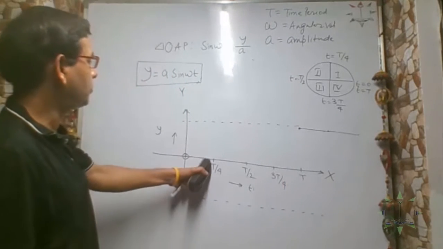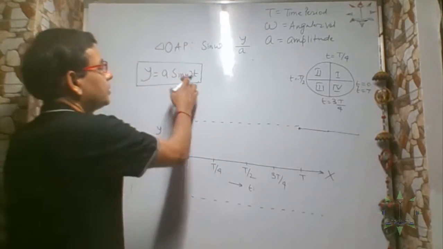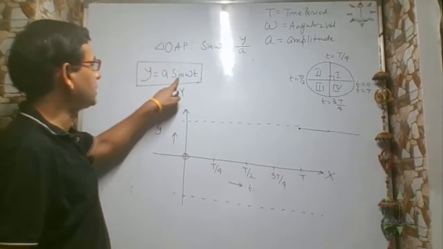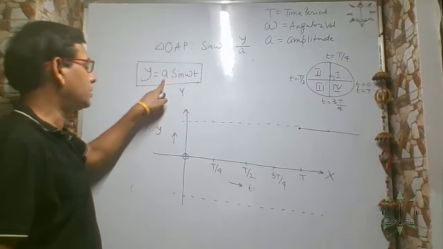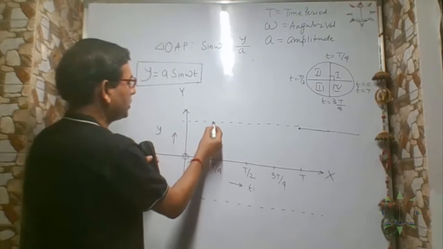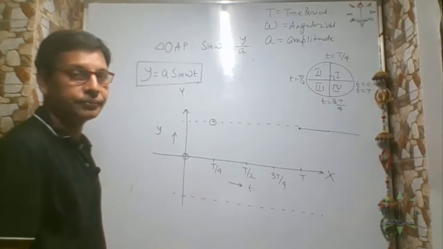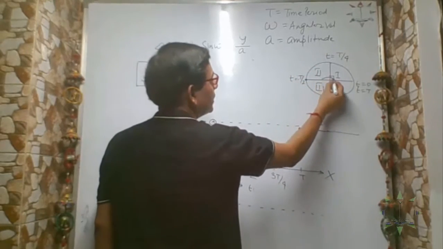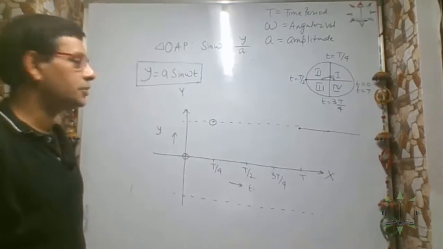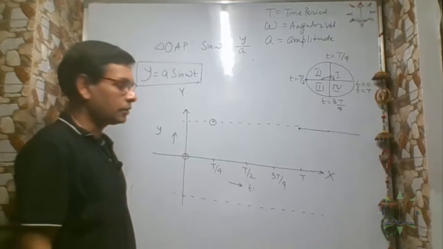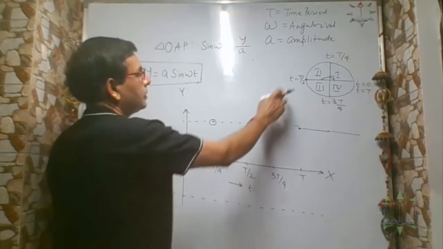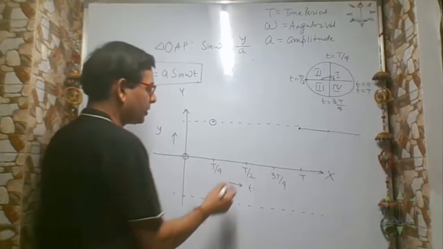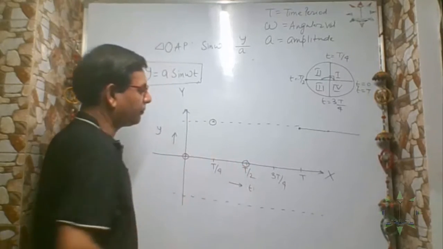At t equal to T by 4, omega t is 90 degrees, and y equal to a sin 90 degrees. Sin 90 is 1, so y equal to a. So at t equal to T by 4, y equal to a, correct? Now at t equal to T by 2, this angle is 180 degrees, and sin 180 degrees is 0, correct? So at t equal to T by 2, the displacement of the particle is 0, meaning it has come back to the mean position after covering half the distance.